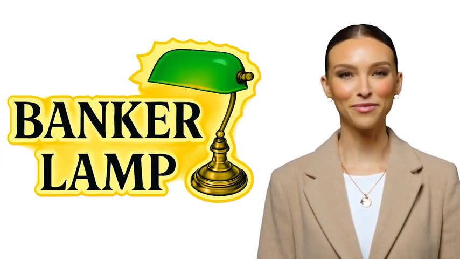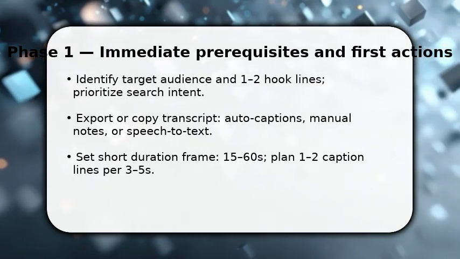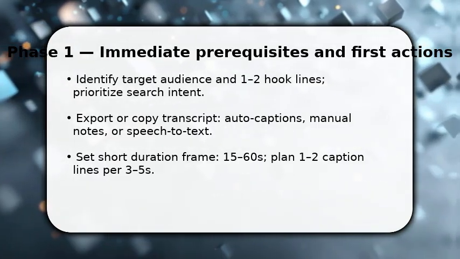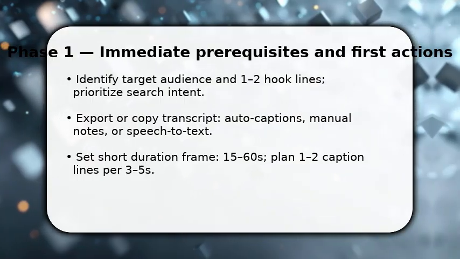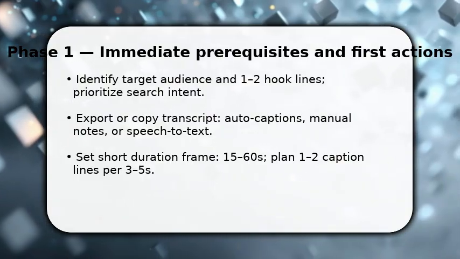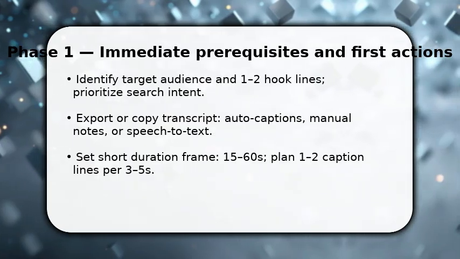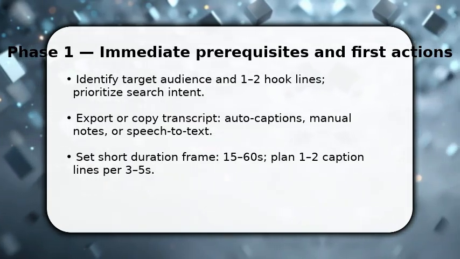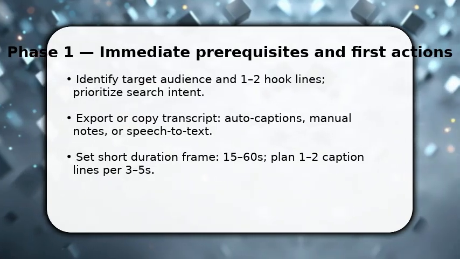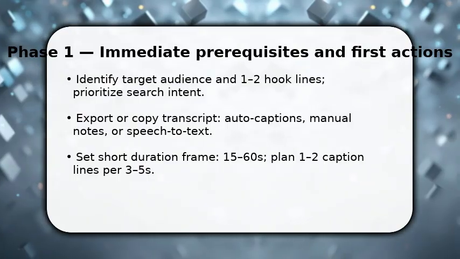Please enjoy the video. You start by locking the essentials. Know who you want to reach and pick 1 or 2 hook lines that match search intent. Once that is clear, copy an existing transcript or run speech-to-text so you have raw captions to edit. Then, make timing choices. For a 15-60-second short, plan about 1 to 2 caption lines every 3 to 5 seconds so the viewer can read comfortably.